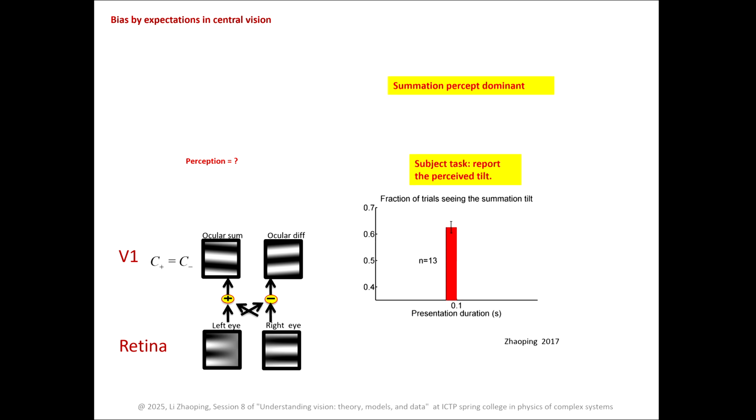This is the result, with the vertical axis marking the fraction of trials in which the observers reported the tilt in a summation channel. We see that in about 2/3 of the trials, the observers reported tilt in a summation channel. Why does perception prefer the summation signal?